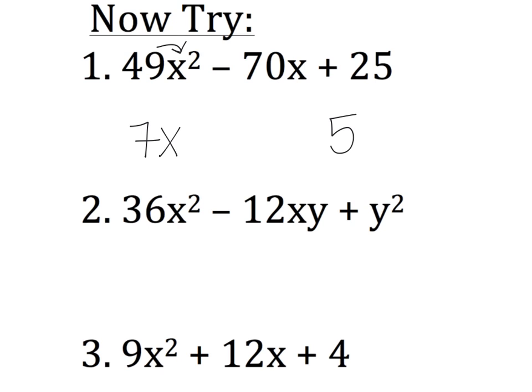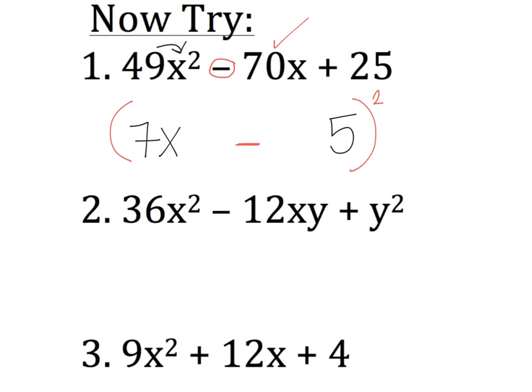Now multiply 7 times 5, so that's 35, then double it. 35 times 2 is 70. Check. So then I'm done. I use the sign of the middle term, put it between the two terms 7x and 5, put parentheses around them, and then put 2 on top.